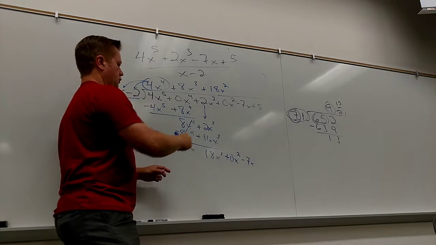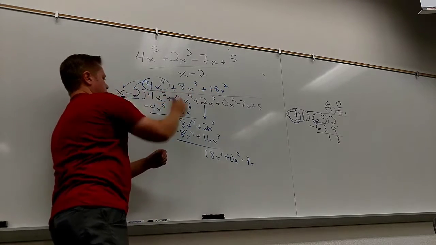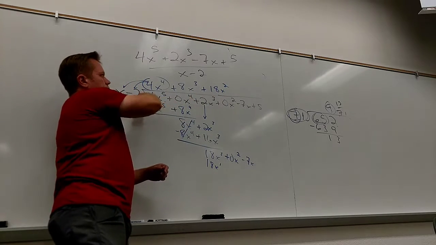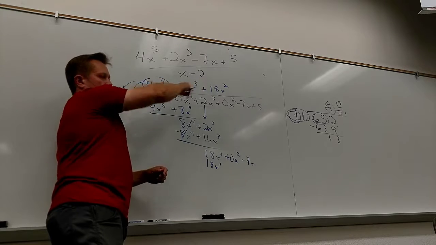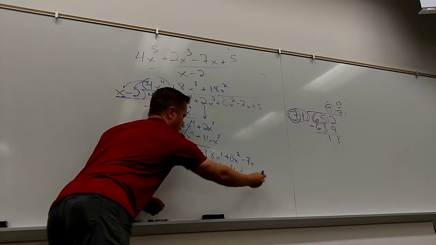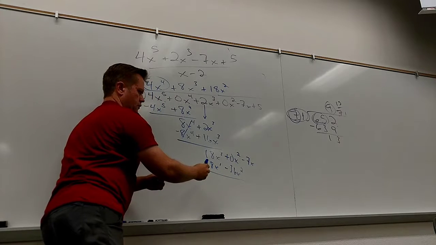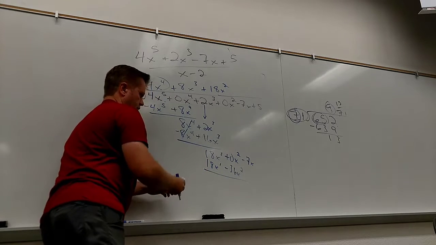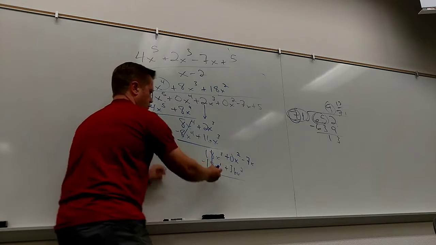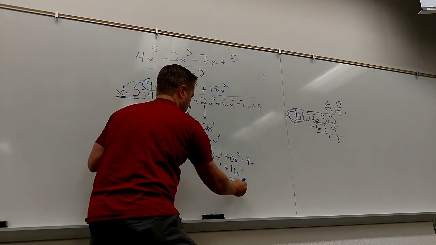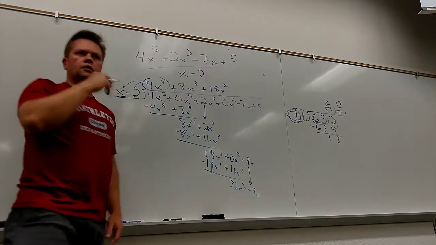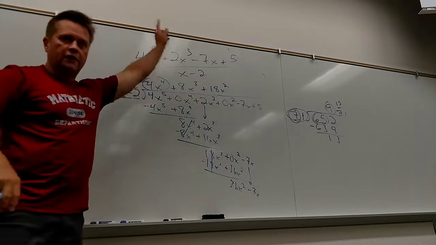Where did I leave off? Here. So then I get 18x cubed minus 36x squared. So I didn't even need to bring that down yet. Switch the signs. Those go away. 36x squared minus 7x. And eventually I'm going to bring that 5 down in the next step.